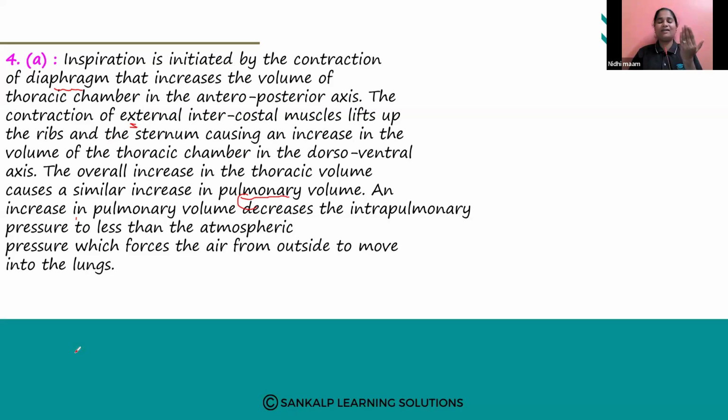That is why air will enter from the atmosphere inside our body. Okay, so this is the answer.